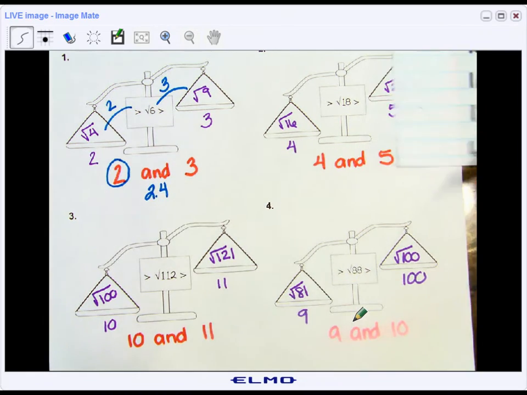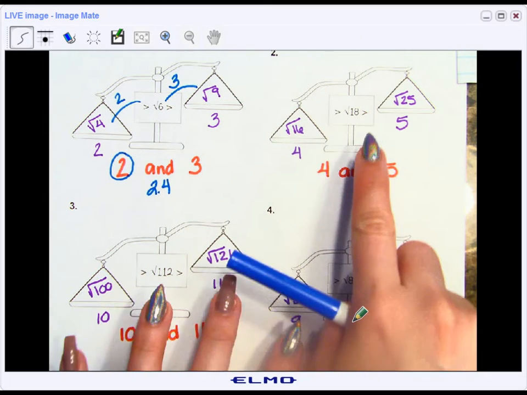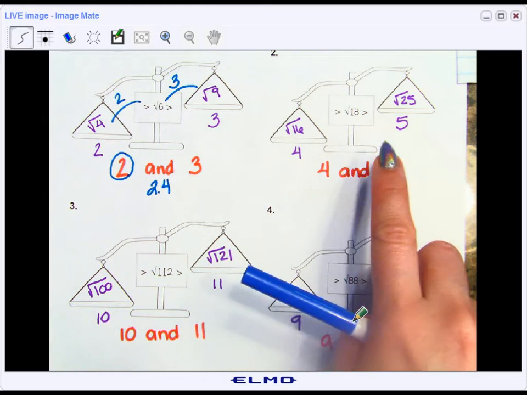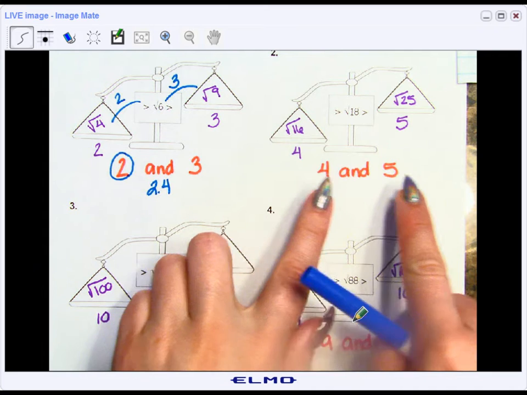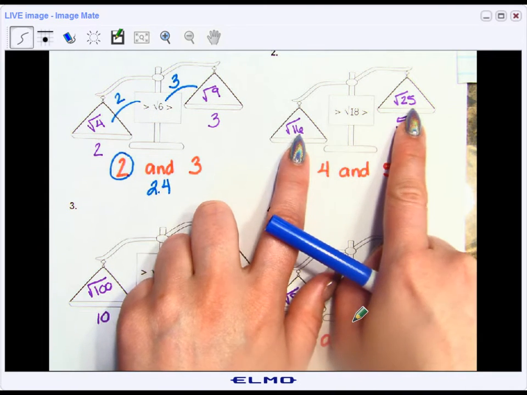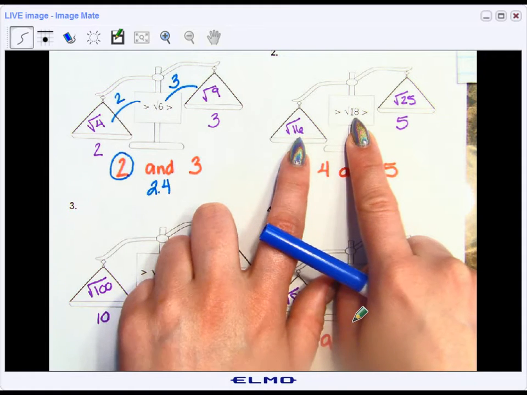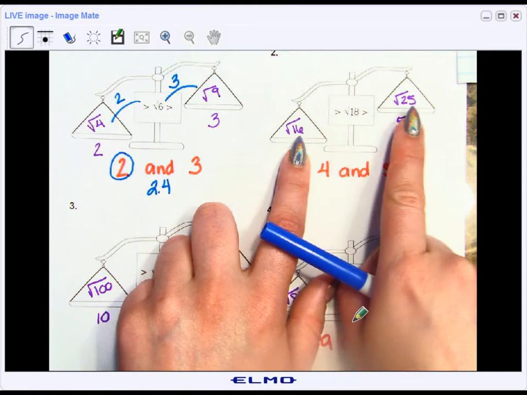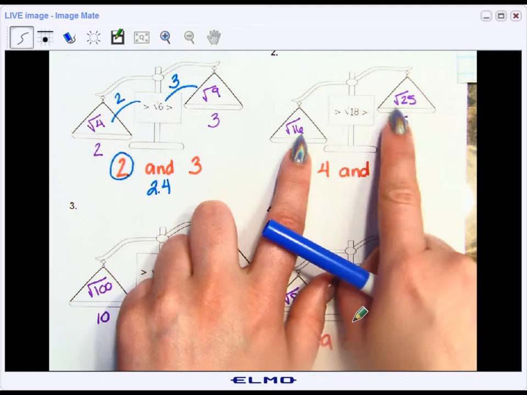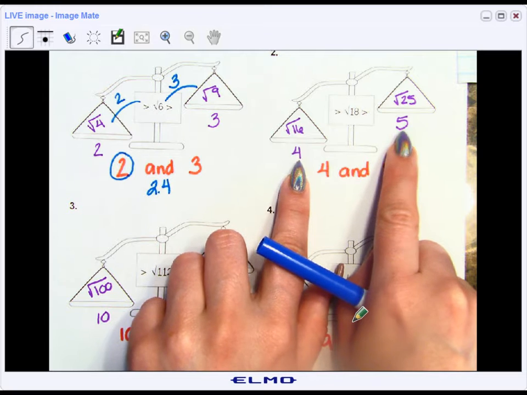Okay, let's go over another one. Number 2, the square root of 18. Yes, it falls between the whole numbers 4 and 5. And again, I got that because on my perfect square list, the square root of 18 falls between the square root of 16 and the square root of 25, because 18 is between 16 and 25, which means that those whole numbers or those values are 4 and 5.